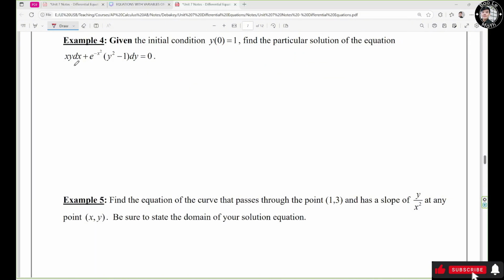Now let's use the calculator to check our work. Alright, before you do that, you need to separate the variable and write this one in the form of y prime equals something, right? So I have dy over ds equals negative sy divided by e to the negative s squared times y squared minus 1, right? Now dy over ds is actually y prime, right?